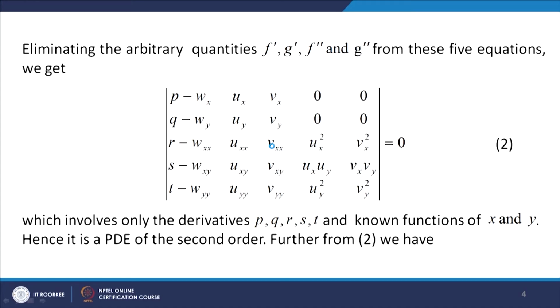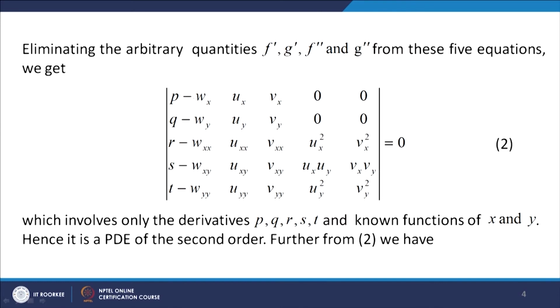Now, this determinant involves only the partial derivatives p, q, r, s and t and known functions of x and y. W is known to us, u is known to us, they are functions of x and y. So, their partial derivatives ux, vx, uy, vy, wx, wy, then second order derivatives uxx, vxx, uyy, vyy, wxx, wxy, uxy, vxy are all known to us. So, what we do is we expand this determinant by the first column.